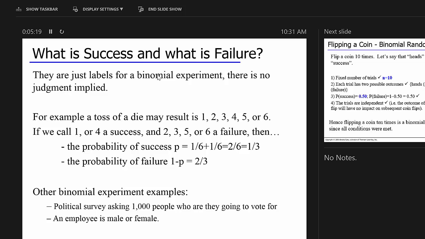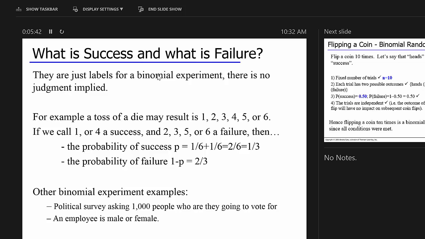So there is no stigma or judgment attached to the definition of what success or failure is. I can always redefine success and failure and make it the other way around, right? So what I used to call success now becomes a failure. So there is really, like I said, no judgment attached to that, okay?